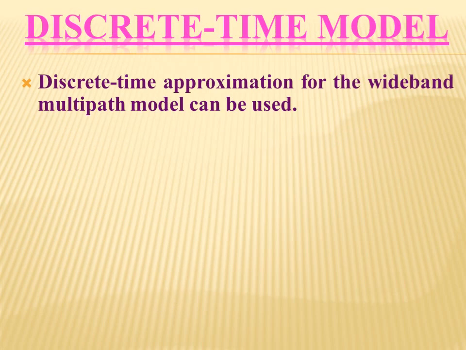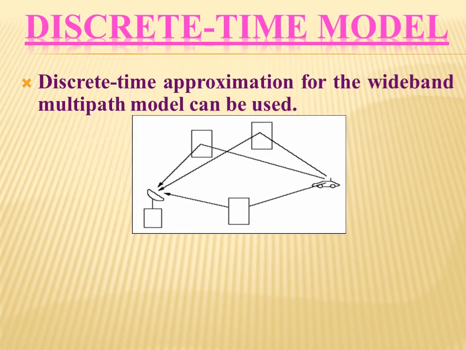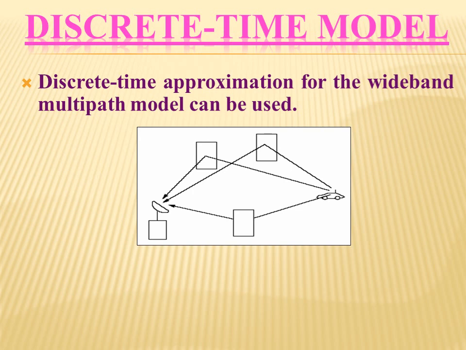Another statistical multipath channel model is the discrete time model. A discrete time approximation for the wideband model can be used. It is based on a physical propagation environment consisting of a composition of isolated point scatterers. Here we can see that a satellite is receiving the signal from the object, reflected by the different point scatterers. The discrete time model is useful in spread spectrum systems.